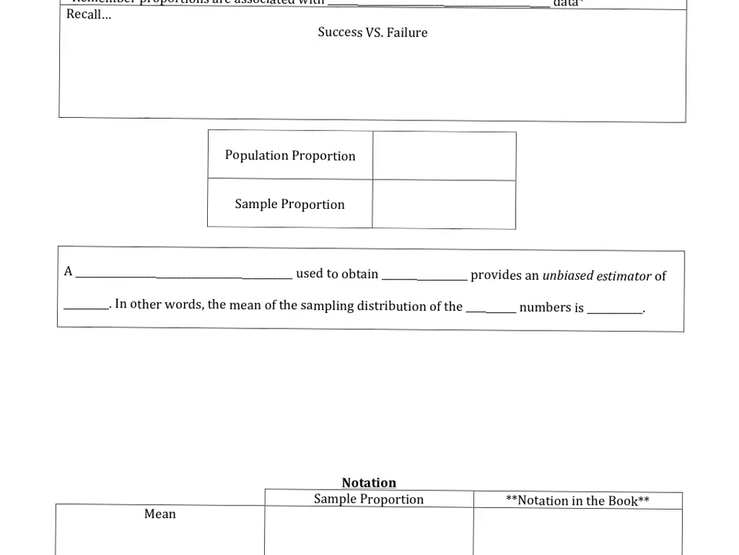From here on out, that's one of the big questions you want to ask yourself: is my data numeric or categorical? So let's do this. If we want to draw conclusions about a proportion of individuals or objects in a population that have a specified property, we will use a sampling distribution of sample proportions. Remember, proportions are associated with categorical data.